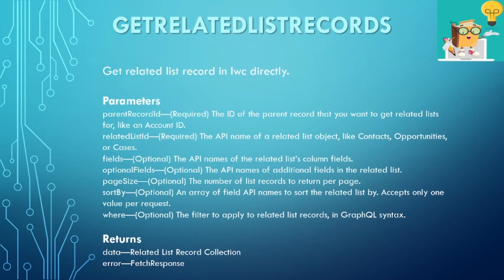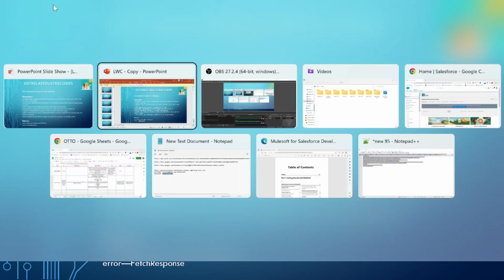This feature is known as getRelatedListRecords. This is an adapter provided by LWC, where you can directly get the related list records in the LWC without doing any kind of Apex callout. In this way you are saving your Apex usage, as well as managing everything on the caching side, on the UI side. So let's first see how this works.